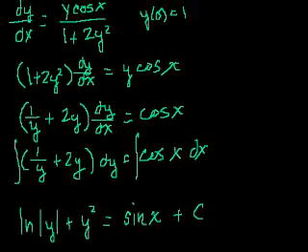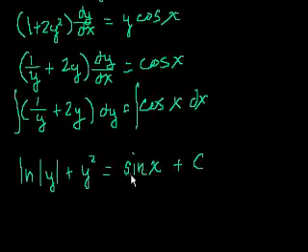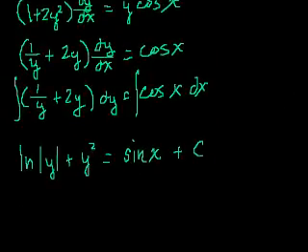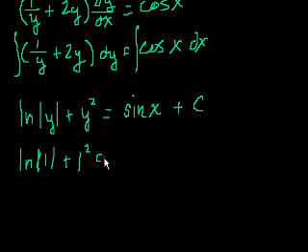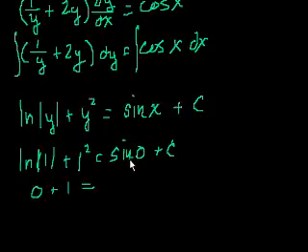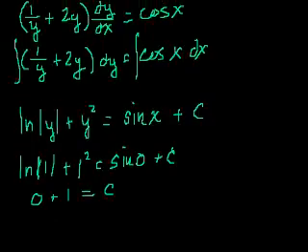And what was our initial condition? y of 0 is equal to 1. So when x is equal to 0, y is equal to 1. So ln of the absolute value of 1 plus 1 squared is equal to sine of 0 plus c. The natural log of 1, e to the what power is 1? Well, 0. Plus 1 is, sine of 0 is 0, is equal to c. So we get c is equal to 1.